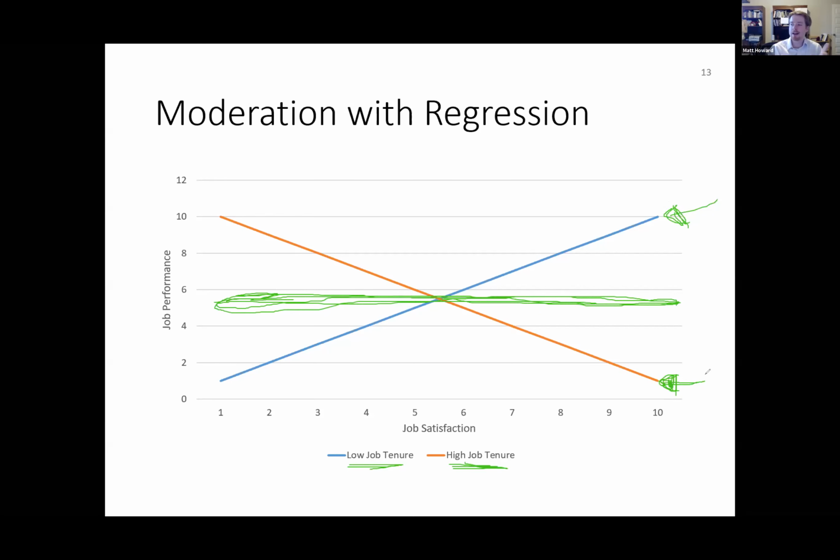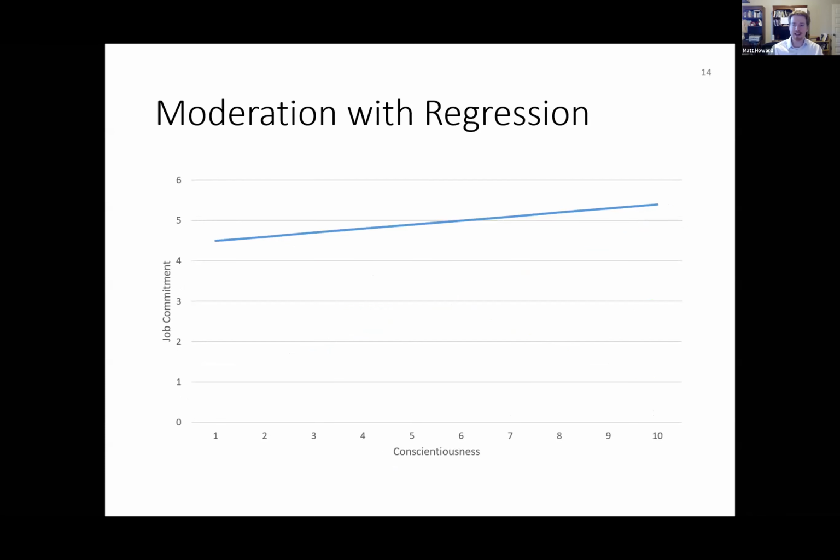But a lot of things we look at in both research and practice might have a very strong relationship. It might just appear on the surface that there's nothing going on there, because for some people it's a strong positive relationship, for other people it's a strong negative relationship, and we can't understand that until we test for moderators.